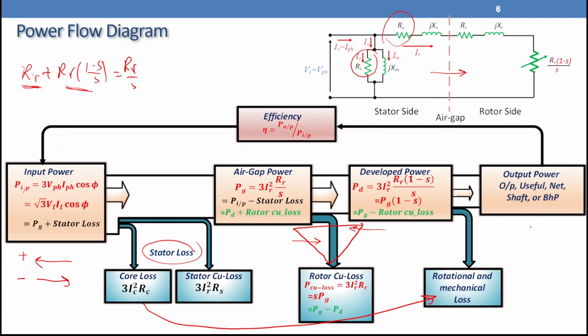If we go to the shaft, we have rotational and mechanical loss. So P developed minus rotational and mechanical loss gives you the output power, and definitely you are going to have efficiency, as we mentioned, power output over power input.